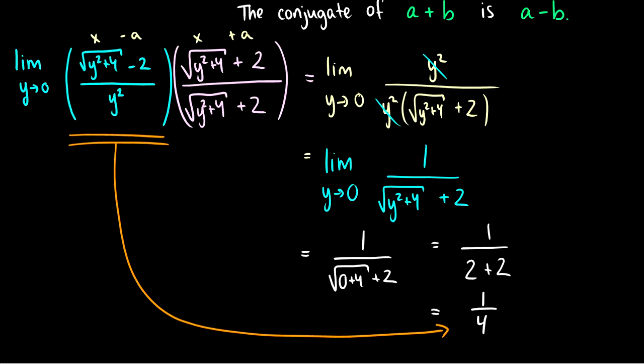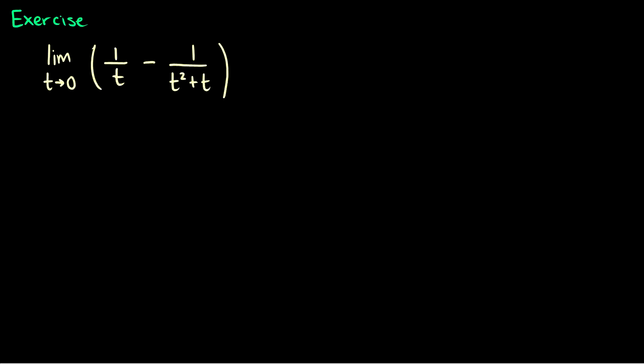Okay, so those are 3 really important tricks. In fact, they're not even tricks, they're methods. So let's do an exercise or two and practice some more. So here I have the limit as t goes to 0 of 1 over t minus 1 over t squared plus t.